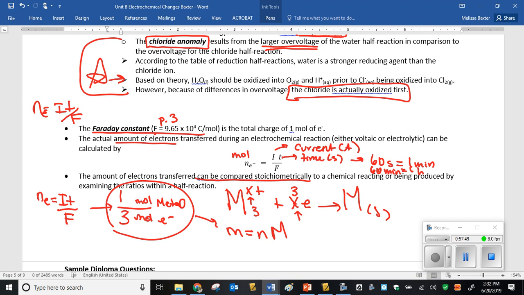Current multiplied by time? No, current multiplied by time is coulombs. Yeah, it's this C up here. So this multiplied by time, because current is coulombs per second, so that gets rid of the second, and then the Faraday constant gets rid of the coulombs and just leaves you with moles. Anybody else want to ask anything there? Okay.